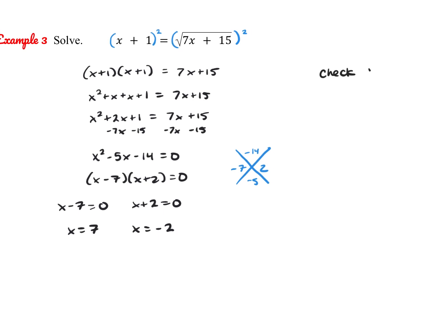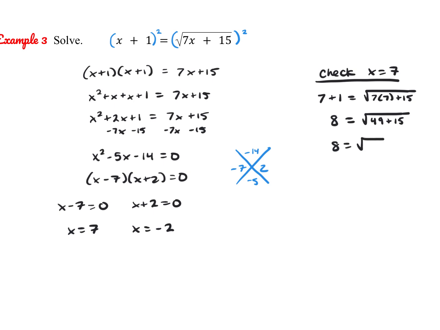So let's start by checking x equals 7. We have 7 plus 1 equals the square root of 7 times 7 plus 15. So 8 equals the square root of 49 plus 15. So 8 equals the square root of 64. 8 equals 8. That tells us that x equals 7 is a solution.